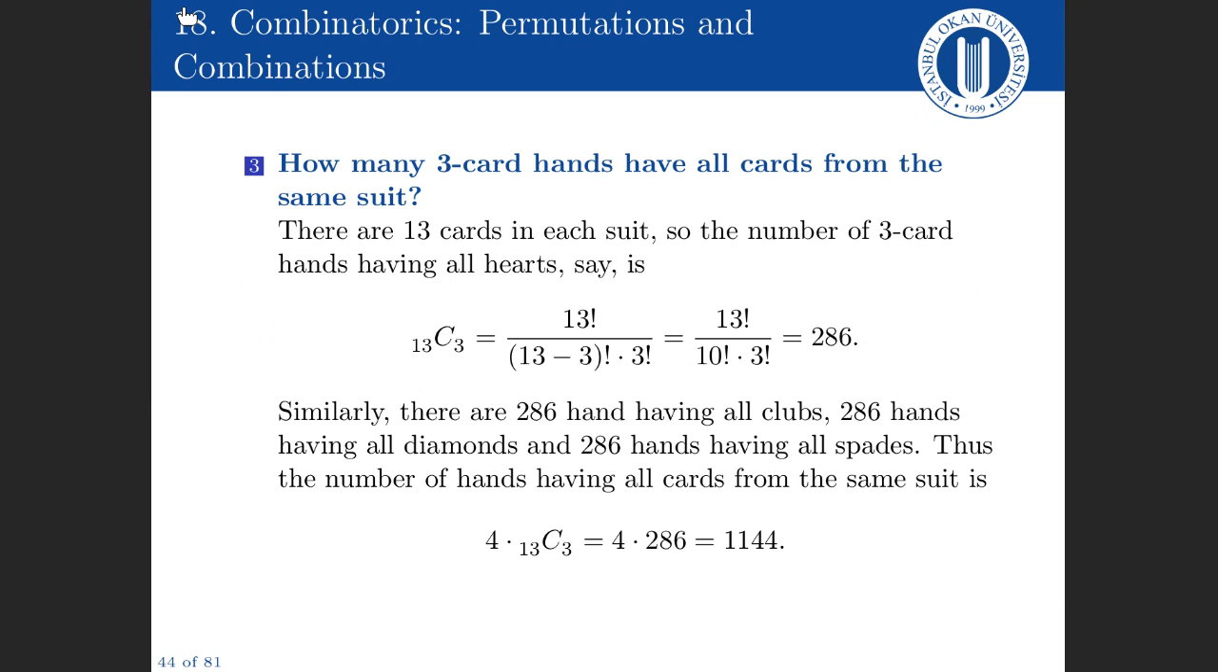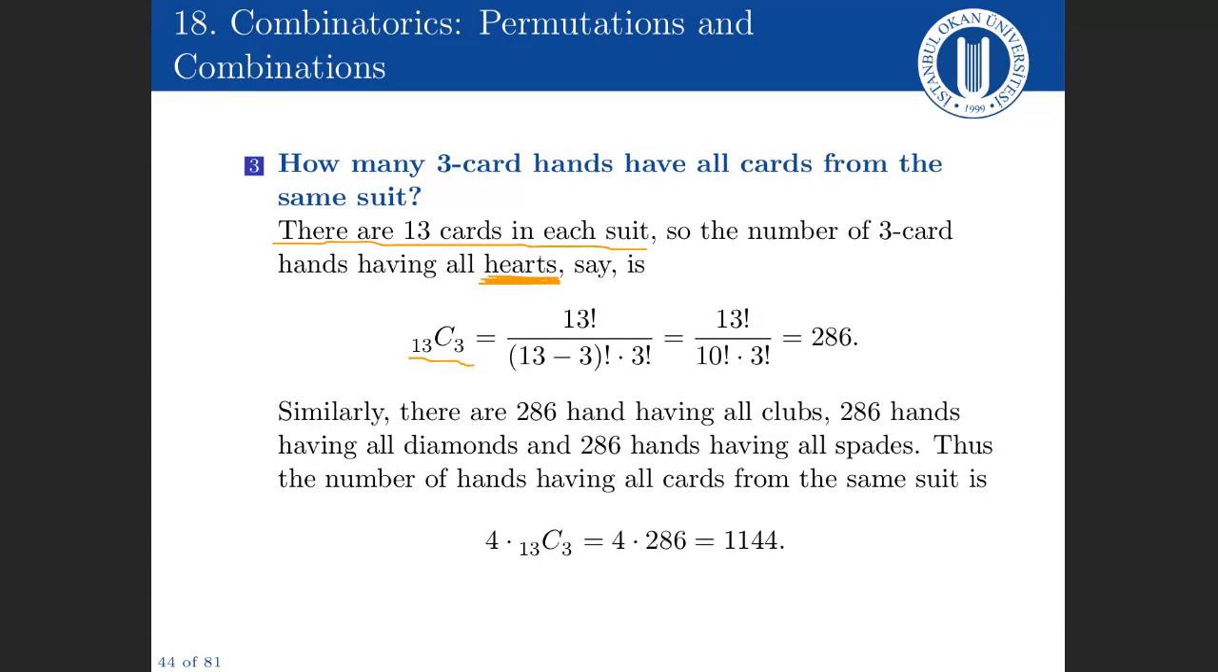How many 3-card hands have all cards from the same suit? Remember that there are 13 cards in each suit. Let's start by looking just at the hearts. How can we get 3 cards which are all hearts? The answer is, if we're choosing 3 from 13, there are 13 choose 3 different ways to do this. 286 different ways to get 3 hearts.